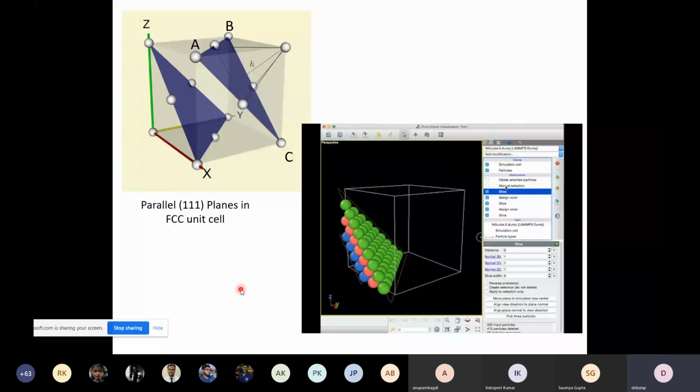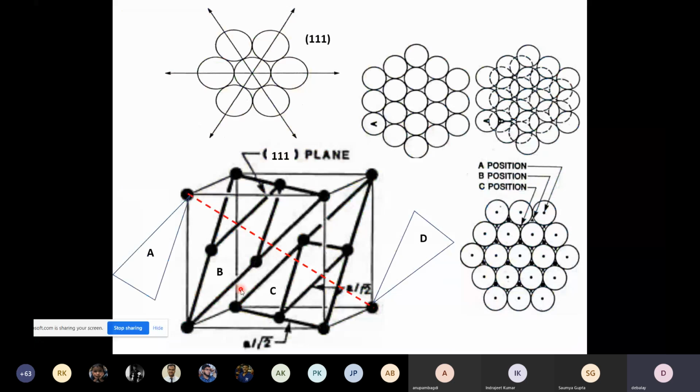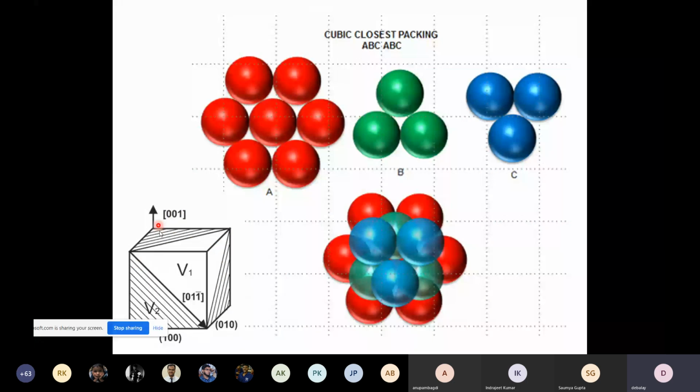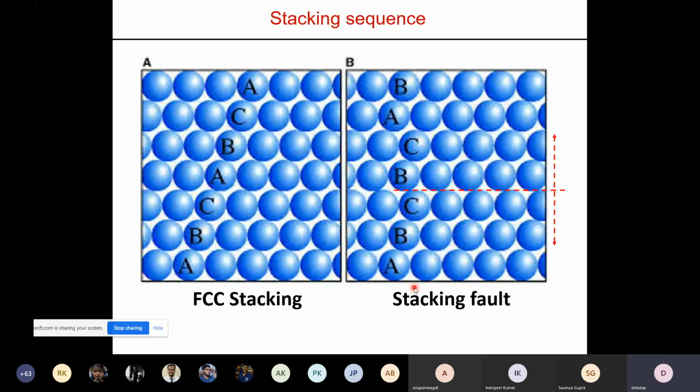Parallel 111 planes. Time and again I am trying to show parallel planes. This is the way parallel planes look like in a body. Don't always look at 001, 010; tilt your image and see these parallel planes, A layer, B layer, C layer arranged in stacking.